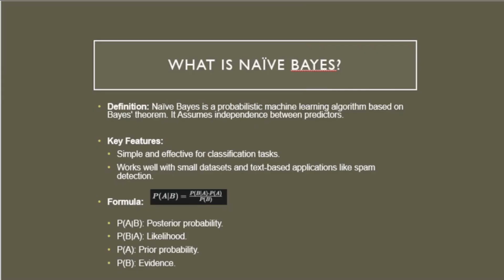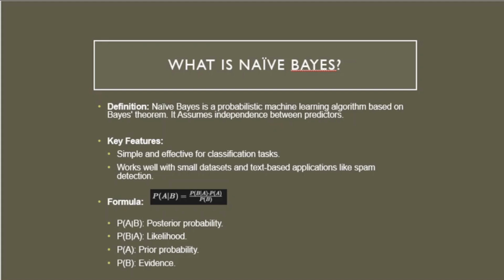First, let's define naive Bayes. Naive Bayes is a probabilistic algorithm based on Bayes' theorem. It assumes that all features in the data are independent of one another. This is where the term naive comes from.